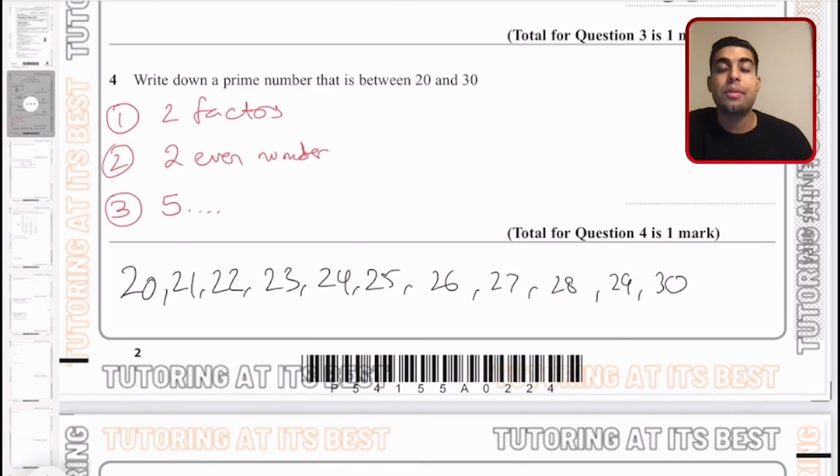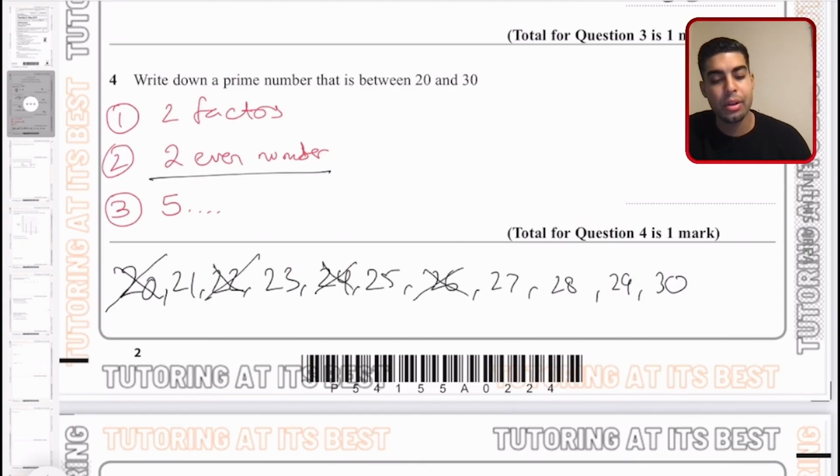So the first thing I'm going to be going through is again finding out all of the even numbers and eliminating those. So I'll go ahead and eliminate my 20, 22, 24, 26, 28, and 30. We're then going to look at those numbers which have two factors. We'll start with 21. We know 21 has more than two factors as it's both in the 7 and the 3 times table, so we can eliminate that.